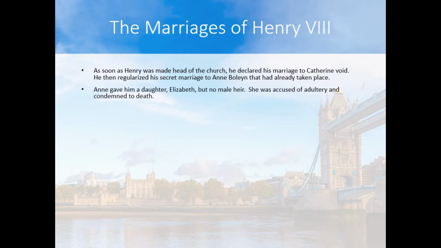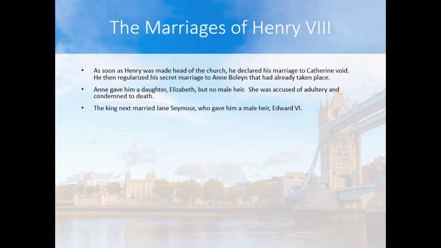Anne gave him a daughter, Elizabeth, obviously a big figure in history we'll get to, but she didn't produce a male heir. So unfortunately for Anne, she had to go. So she was accused of adultery and condemned to death. That was the easy way to get rid of a wife. If you have the power to do it, nobody's going to stand up against you. You can make any accusation you want, and the king could do that. So she's an adulteress, kill her. And he did, and on he went to the next one.